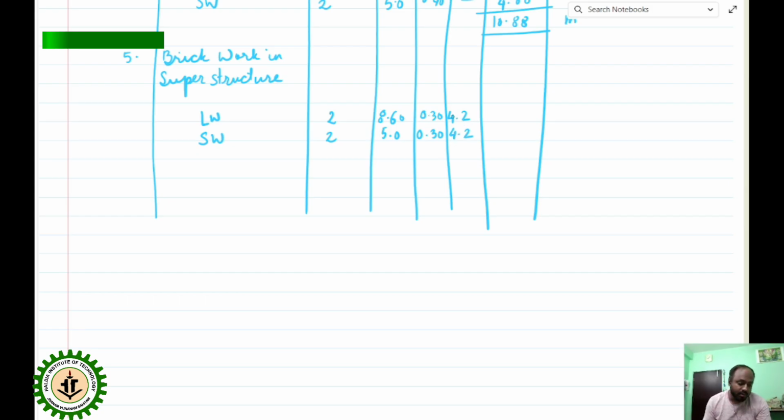Now, similarly, we will calculate 8.6 multiplied by 0.3 multiplied by 4.2. This is 21.67, and for the short wall, 12.60, then 1.67. The total is 13.37.